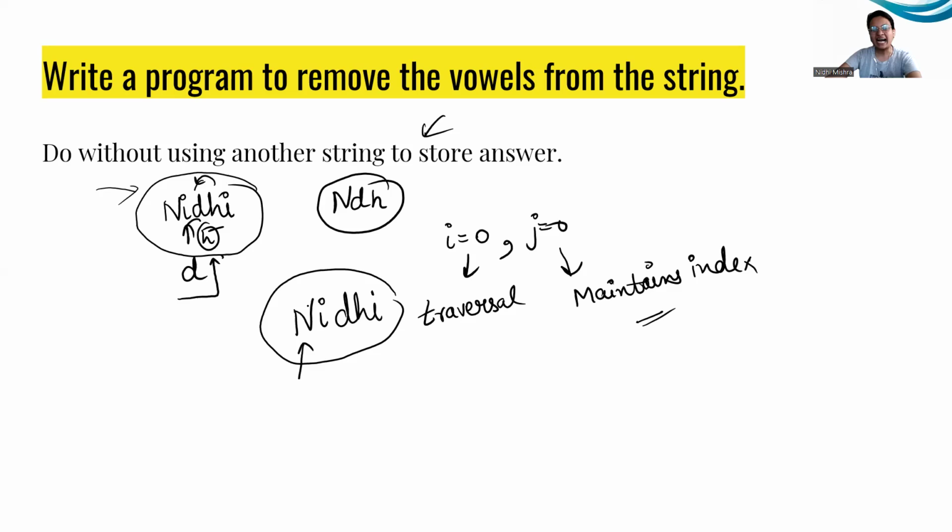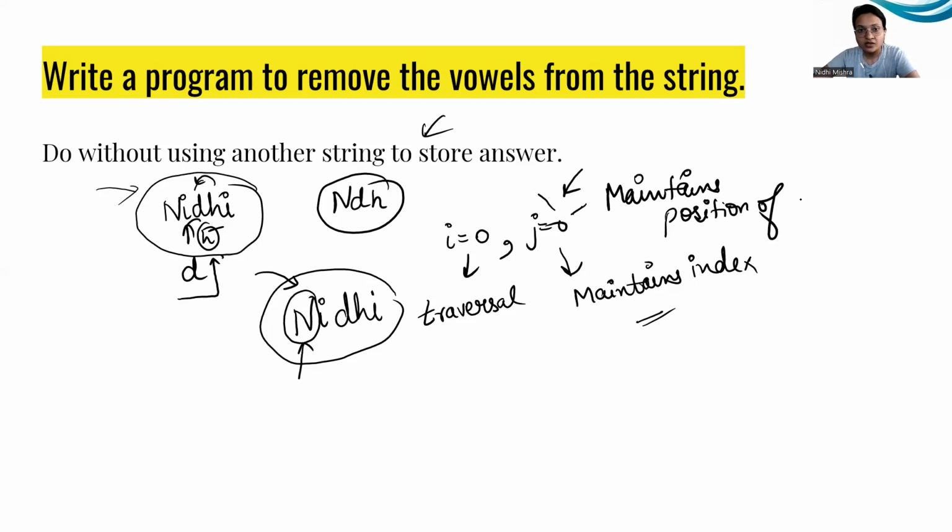I will compare this, i equal to 0. Is this a vowel? No. If this is not a vowel, I can just store it at this index. Now, this index j maintains the position, the last index position of the non-vowel string.